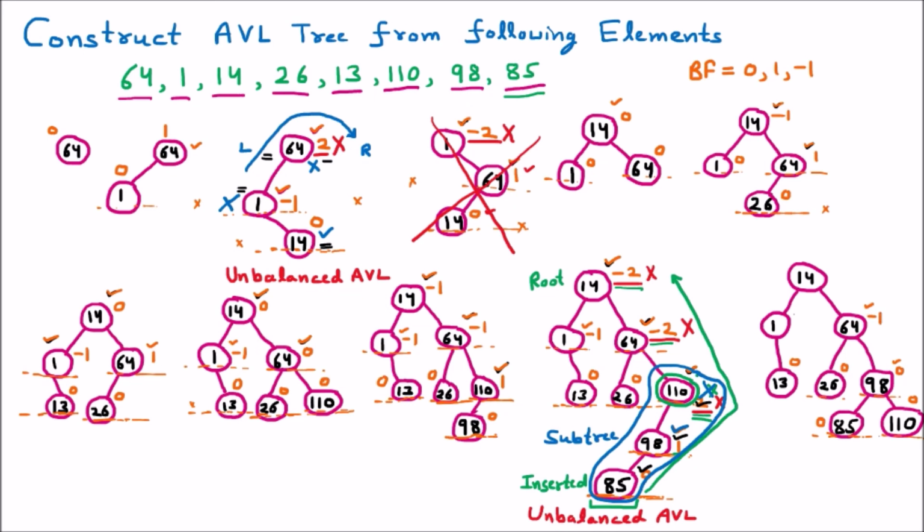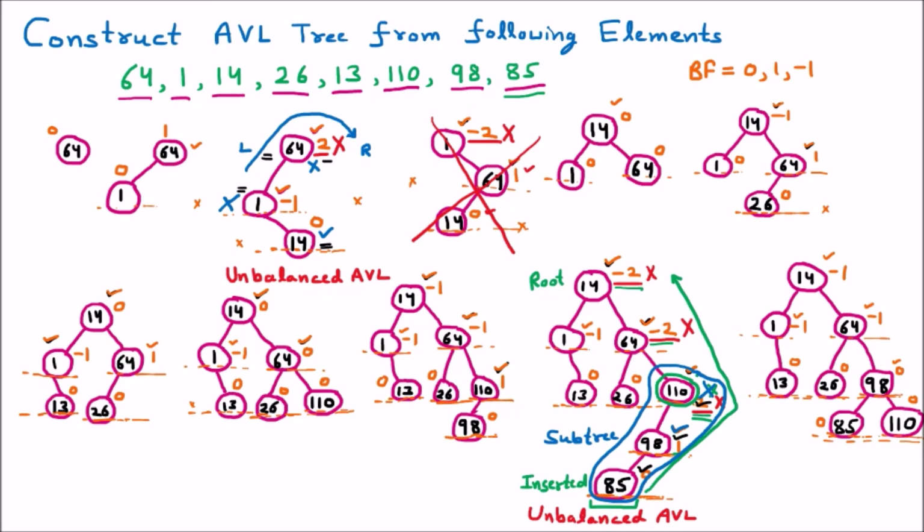Talking about node 1, on the left hand side we have nothing, on the right hand side we have 1. So 0 minus 1 is minus 1 balancing factor. Talking about node 14, on the left we have 1 and 2. On the right hand side we have 1, 2 and 3. So 3 levels are there. So 2 minus 3 is minus 1. Now all the nodes here have balancing factor 0, 1 or minus 1. So here it is following the criteria.